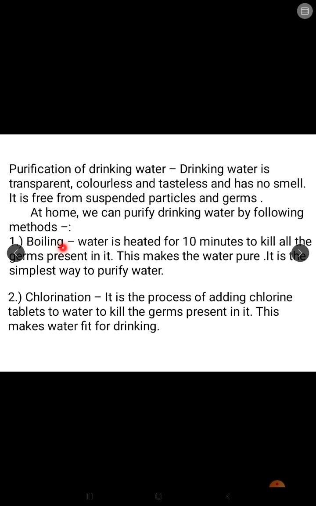Boiling, in boiling what happens? Water is heated for 10 minutes to kill all the germs present in it. This makes the water pure. It is the simplest way to purify water. Second process is chlorination. It is the process of adding chlorine tablets to water to kill the germs present in it. Chlorine is a type of chemical. Chlorine tablets are available which are added to the water to kill the germs present in it. This makes water fit for drinking.